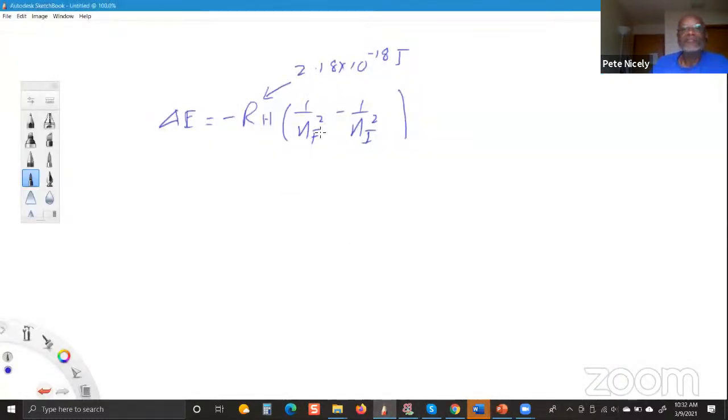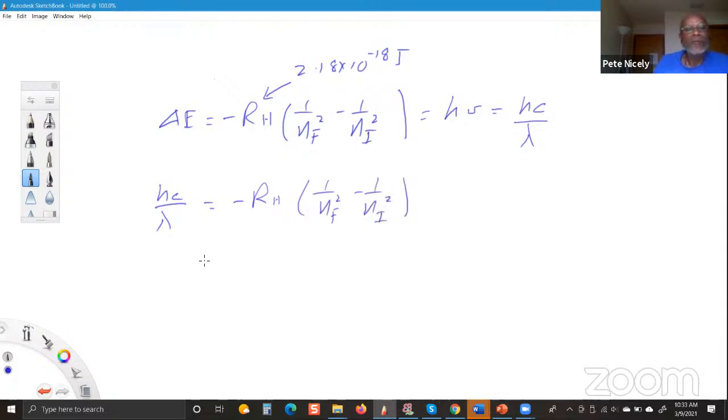And NF and NI would be the final and initial energy levels or orbits according to the Bohr model, all right? Now, we know also that delta E is equal to h nu, which is equal to hc over lambda, all right? So now we have a relationship where hc over lambda is equal to minus RH times 1 over NF squared minus 1 over NI squared, all right? Now, we can rearrange this by dividing both sides by hc. So we're going to get 1 over lambda is equal to minus RH over hc times 1 over NF squared minus 1 over NI squared, all right?